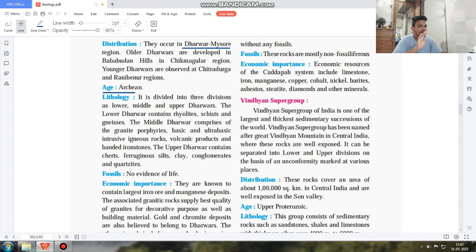Lower, middle and upper Dharwar. In lower this is found, in middle this is found, and in upper this is found. Okay, so I'm not taking the names. I'm just underlining. You can mark it.